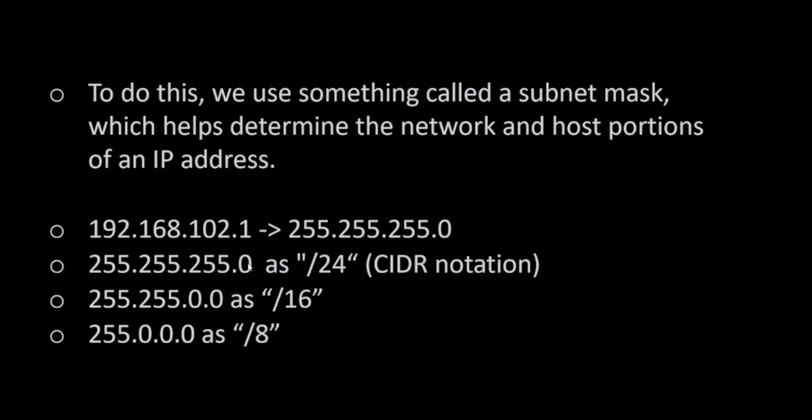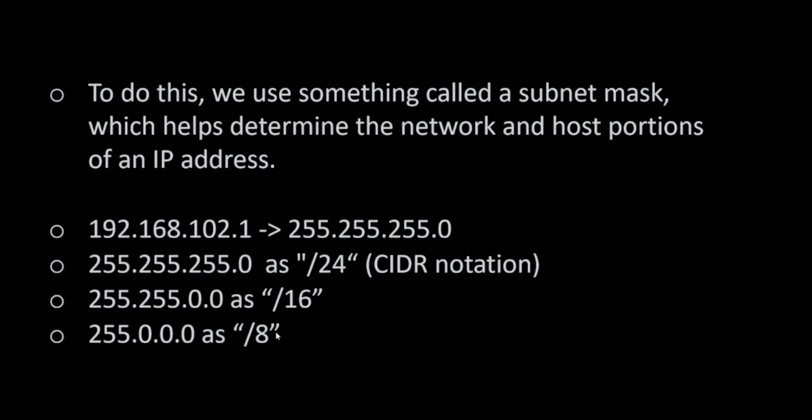If 8 bits are for the host, then how can we calculate the number of addresses? Using the formula 2 raised to power n, so 2 raised to power 8. In this case, there will be 256 hosts for the subnet mask. And you can denote another subnet mask like this, /16. /16 means 16 bits are for the network and 16 bits are for the host.